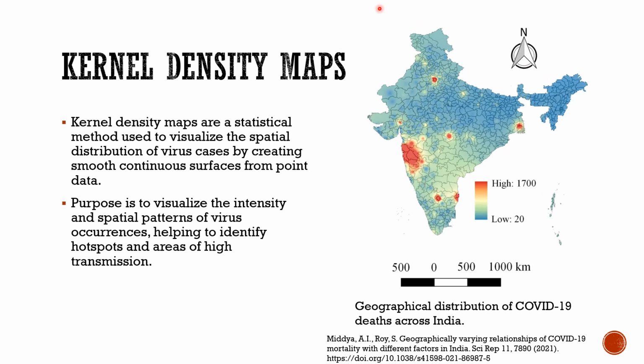This is a kernel density map representing the geographic distribution of COVID-19 deaths across India. Deaths below 20 are represented in blue. Deaths of 1,700 and above are represented in red.